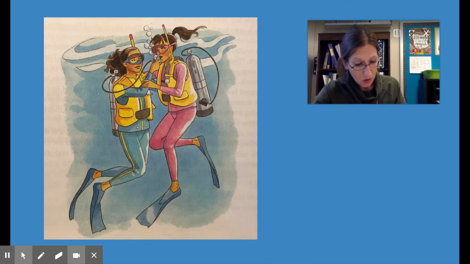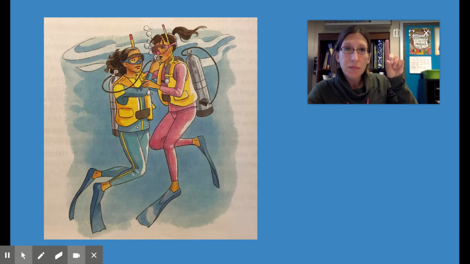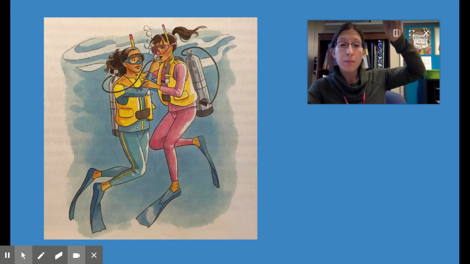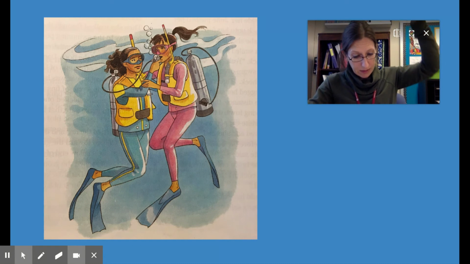Together, the girls moved up slowly. That's good, because remember, if they go too quickly, they could get the bends. Darla could feel the difference in pressure as she moved up. All right, so they were moving up. So what's happening to the pressure on them? Yeah, it's getting less and less. As they go up, the pressure gets less and less.